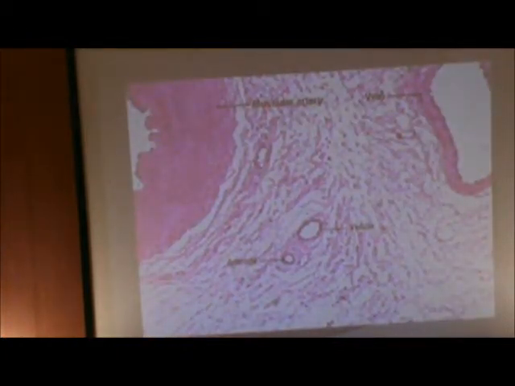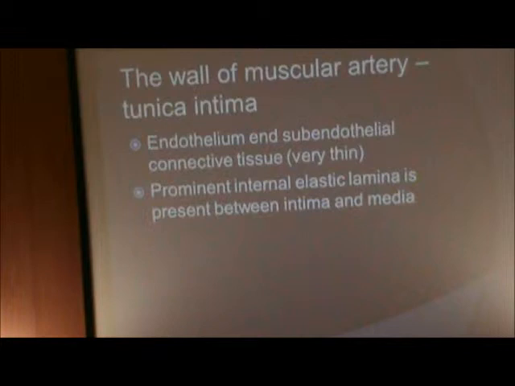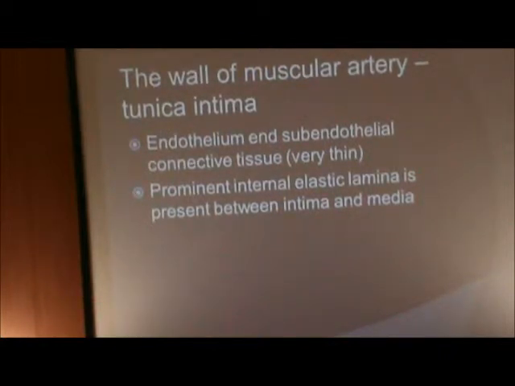And here we have muscular artery, the same structure of the wall. Tunica intima, tunica media, and tunica adventitia, but here predominant are smooth muscle cells. Tunica intima. It is a little thinner than tunica intima of elastic arteries, and this part contains endothelium located on the basal membrane and subendothelial connective tissue.